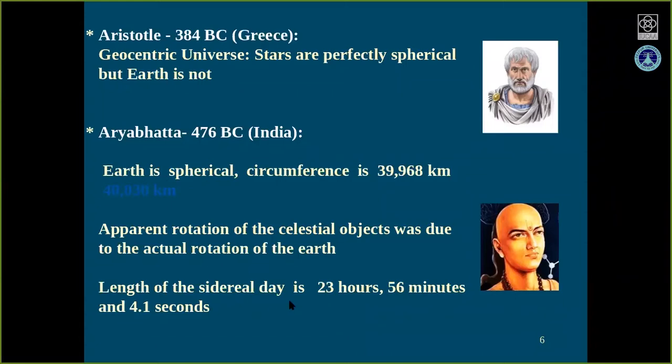Our Earth has spin motion. Also, it is revolving around the sun in 365 days. So roughly, you can say that every day our Earth is moving 1 degree ahead. The difference of 1 degree is nothing but 4 minutes. So that is the reason why the length of the sidereal day is 23 hours, 56 minutes and 4.1 seconds, right?